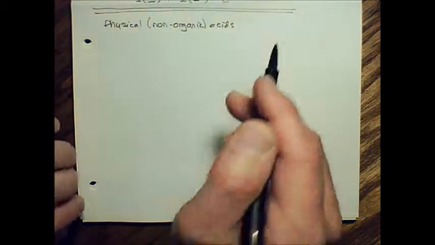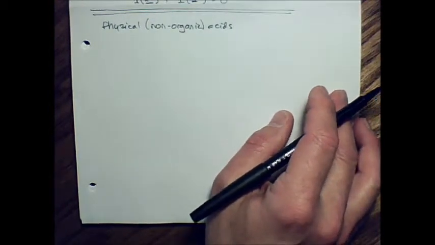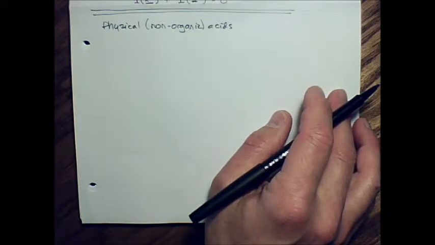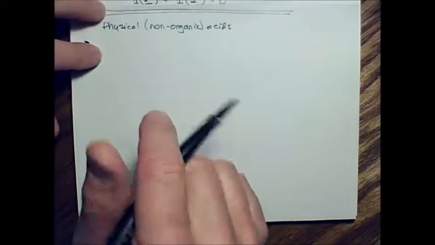Okay, physical or non-organic acids. Organic means you have carbons that are bonded together in a structure. We went over that just a little bit yesterday. So what we're going to do is acids that, generally speaking, don't have carbons bonded together.